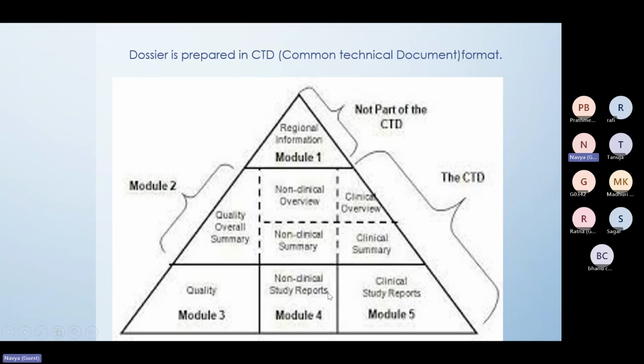Then module 4 is the non-clinical study reports, where non-clinical studies are done. The overview and summary of that is reflected in module 2. And module 5 is the clinical study reports with the clinical trials, and all the summary and overview is reflected again in module 2. So module 2 gives you the summary and overviews of modules 3, 4, and 5. This is the format in which we submit the dossier to the authority.